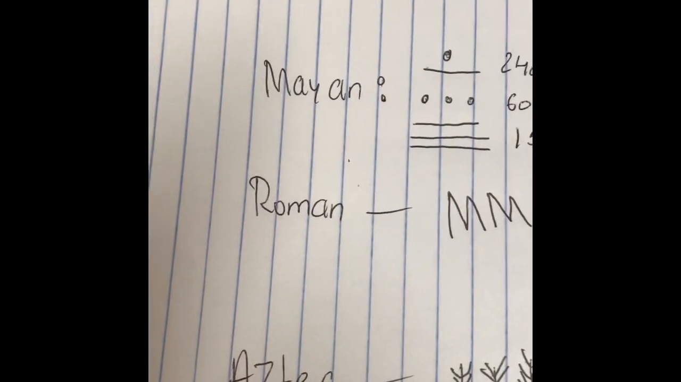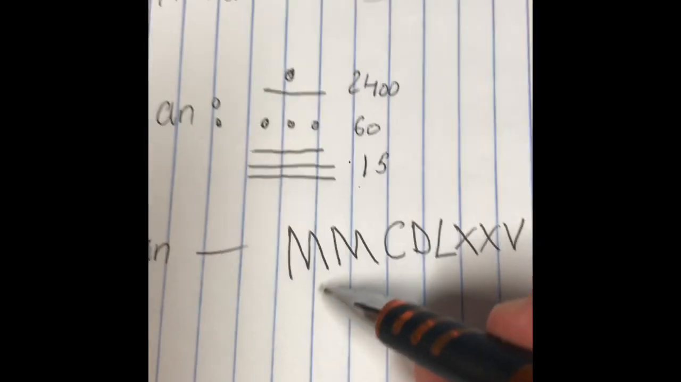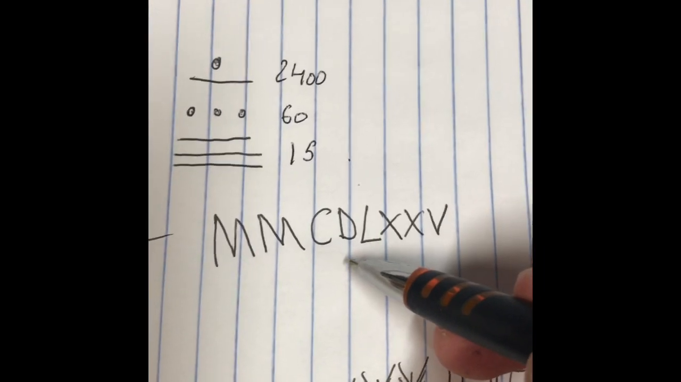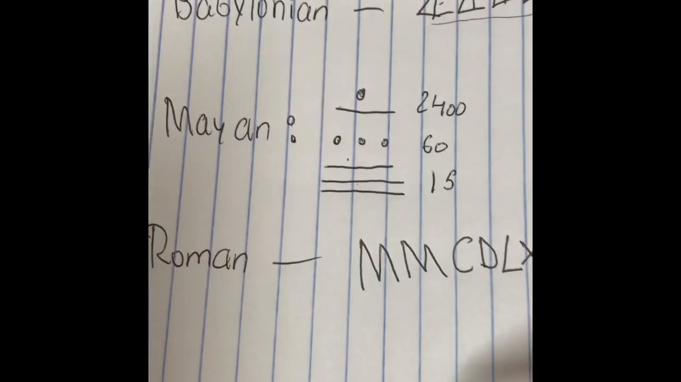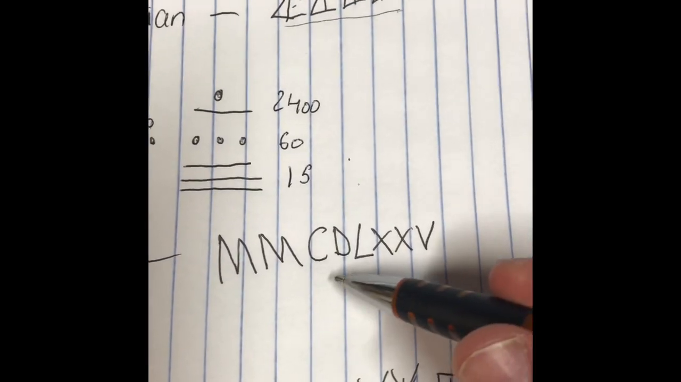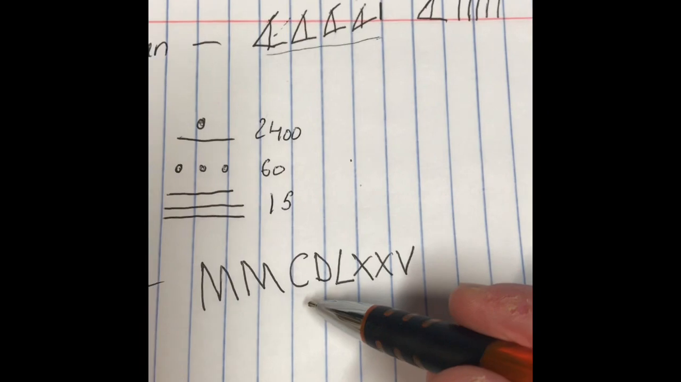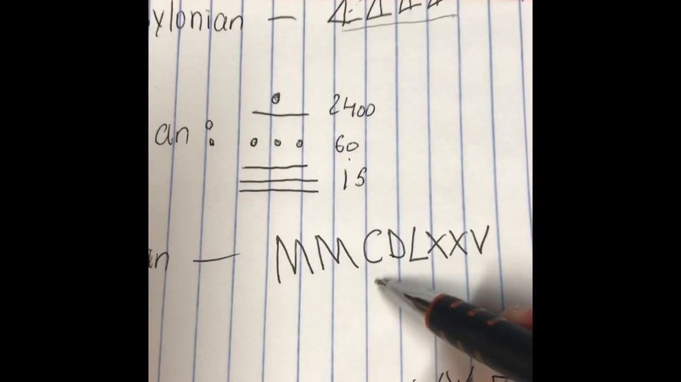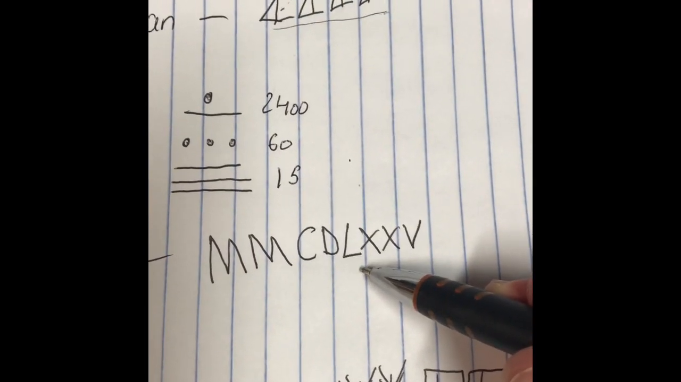Now we move on to Roman. Each M represents 1,000. So this is 1,000, 2,000. Now C represents 100 and D represents 500. We represent 400 by showing C before D because we are a 100 before 500. So now we are at 2,400. Then L shows 50.